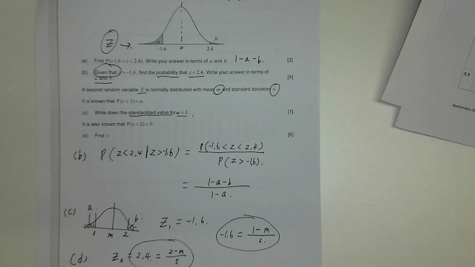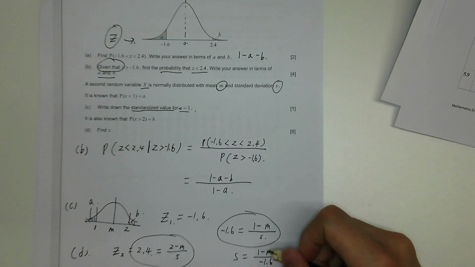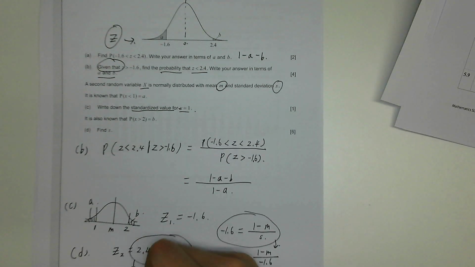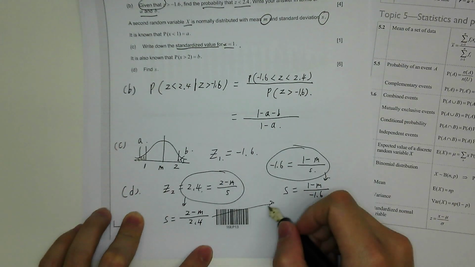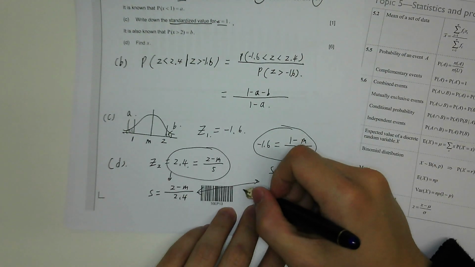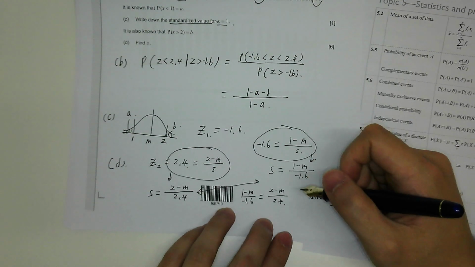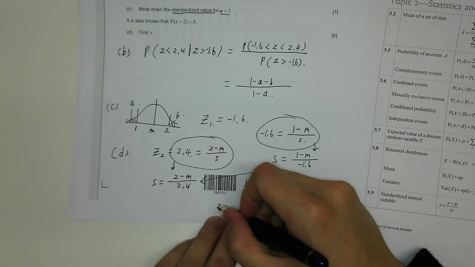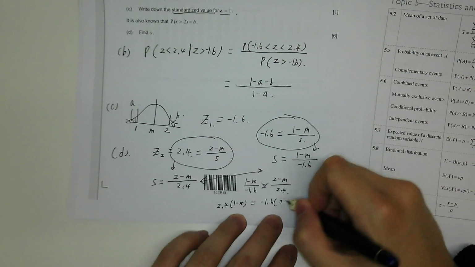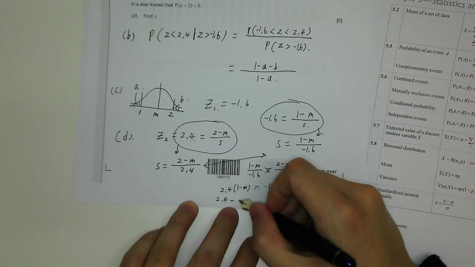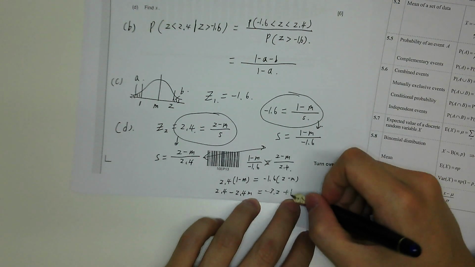So we'll solve it simultaneously. And we can make s subject here. So s equal 1 minus m divided by negative 1.6. And here we can make s subject, s equals 2 minus m divided by 2.4. And now we can make these two equal because they're both s subject. 1 minus m divided by negative 1.6 equal 2 minus m divided by 2.4. And now we can cross multiply. So 2.4 times (1 minus m) equals negative 1.6 times (2 minus m). And now we can expand it. 2.4 minus 2.4m equals negative 1.6 times 2 is negative 3.2 plus 1.6m.